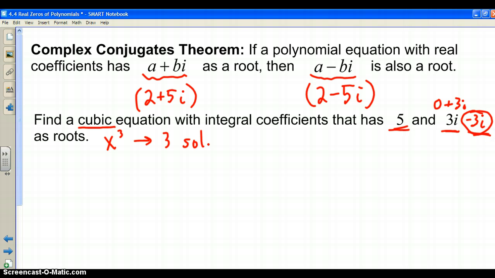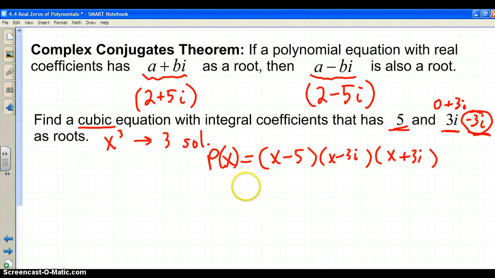And like we did with other ones, if the question was, write the polynomial given these 3 roots, well, let's just go backwards and write the factors. So the factors would be, for this one, x minus 5, x minus the solution. This would be x minus 3i, and this would be x plus 3i. And so to find our polynomial, p of x, or whatever you want to call it, all you have to do is FOIL or multiply these out.